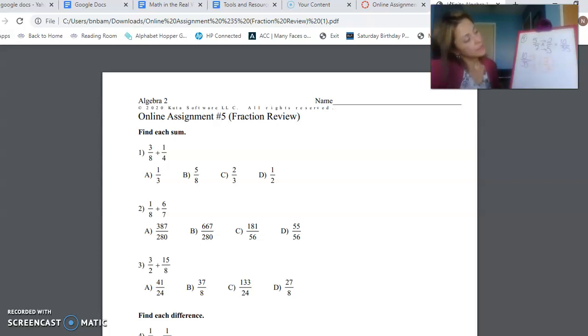All right. Division. If you understand multiplication, you should understand division because you actually just end up multiplying. There's just one additional step that you have to do before you start multiplying.